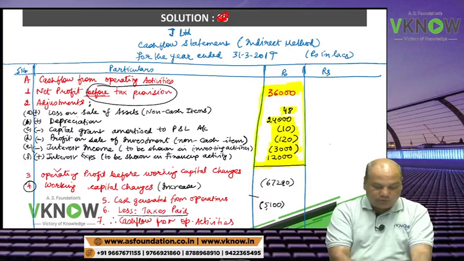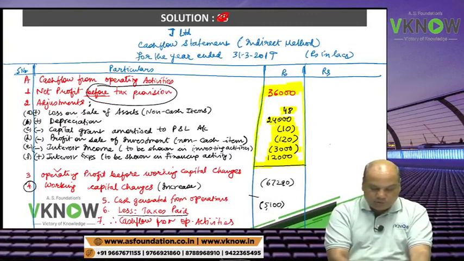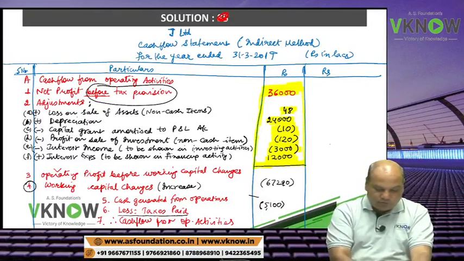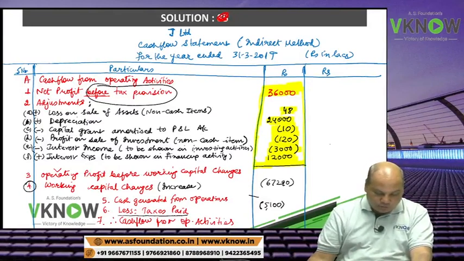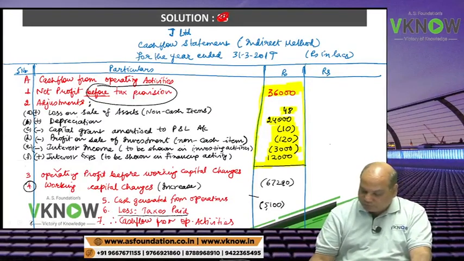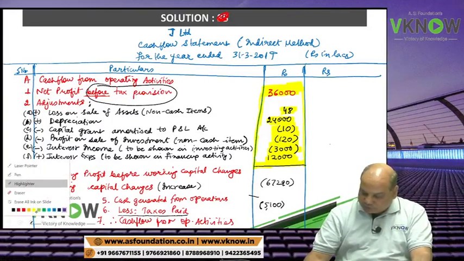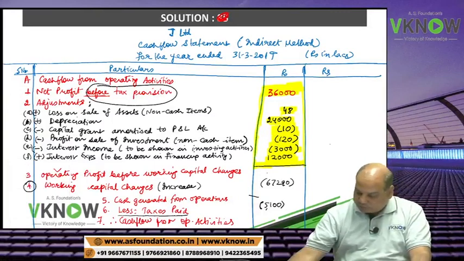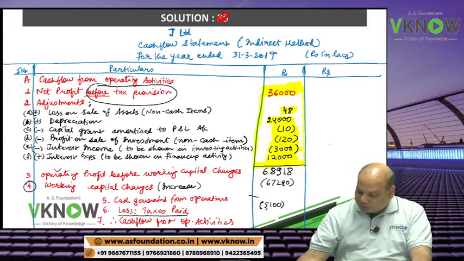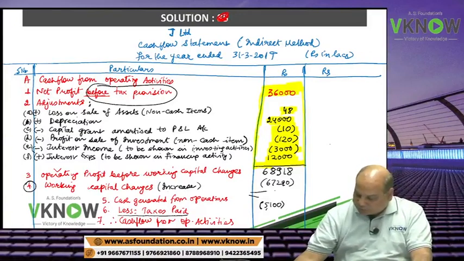Take 36,000 plus 48 plus 24,000 minus 10 minus 120 minus 3,000 and plus 12,000. So this comes to 68,918. 68,918 minus working capital changes.